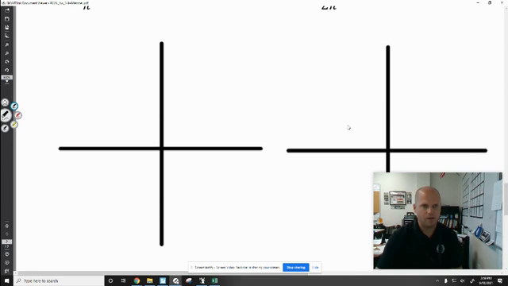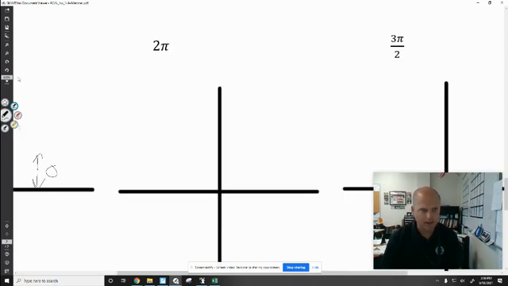The rest of them the same way. Pi's over here. I would go to the left 1. I would consider that going negative. I'm not going up or down at all. 2 pi over here. I'm going to the right 1, positive direction. Not going up or down at all.